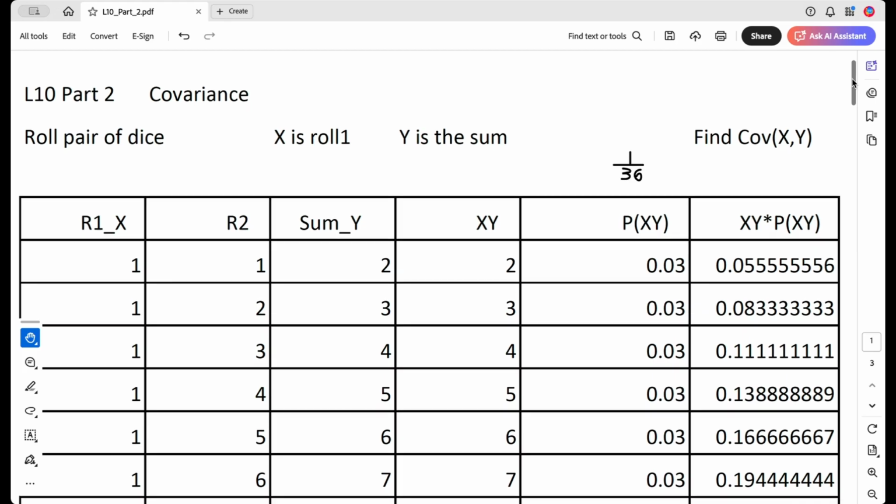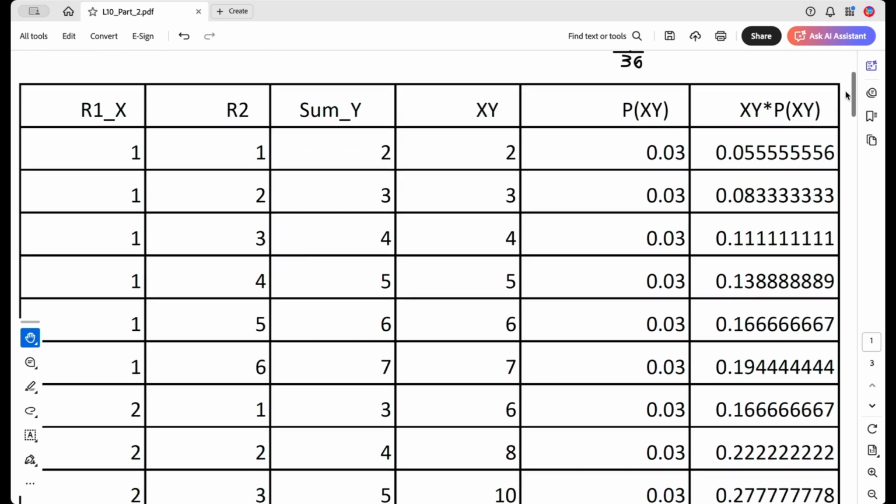Now, later on in the course, we will look at situations where we have more than one variable, and we may revisit some of this stuff.